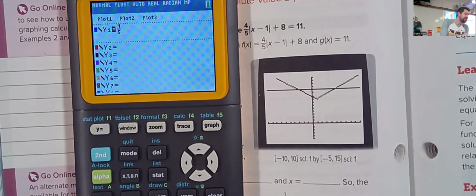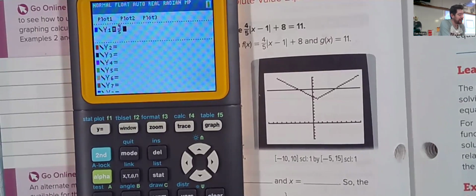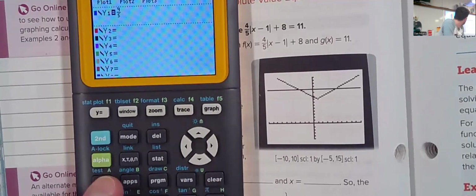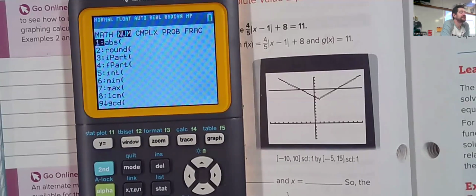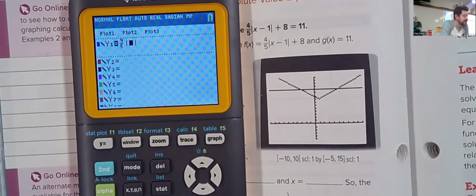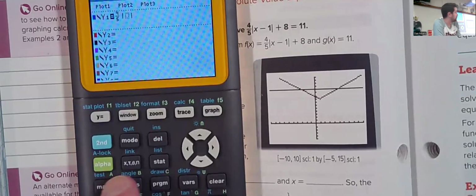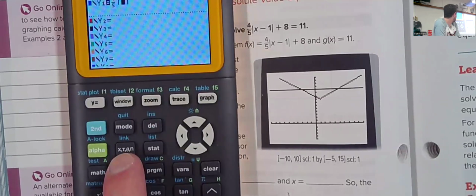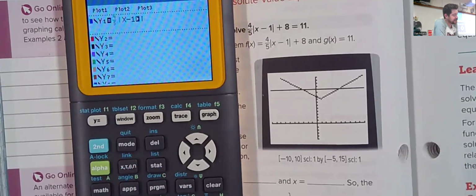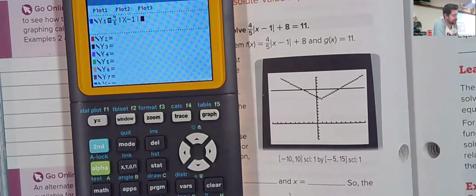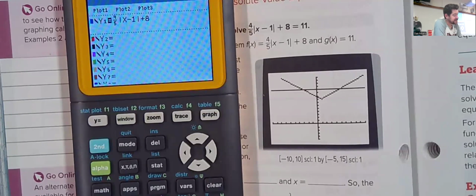From there, we need to get absolute value. So go back to the math button underneath the green one. This time we're just going to scroll over to num, for number. And ABS option 1 is absolute value. That's going to get your absolute value bars. X minus 1, your X button is the one to the right of the green button. It's this XT theta N button. So there's X and then -1. Scroll to the right to get outside of the absolute value, +8. That's the first equation you're going to graph. So hit enter. That's the first one.